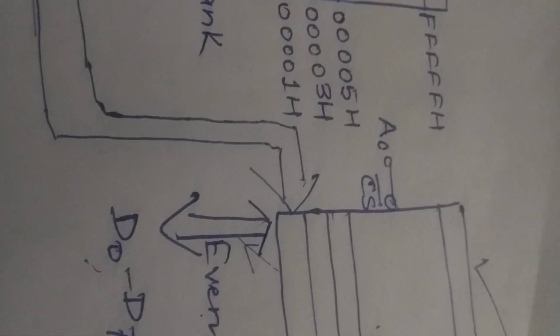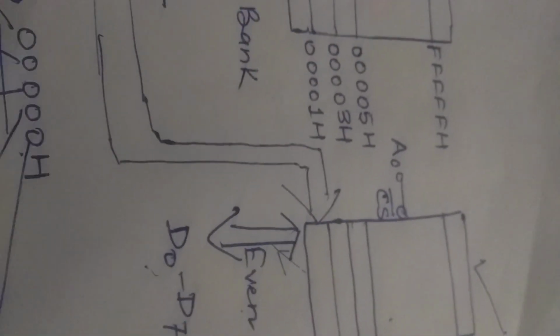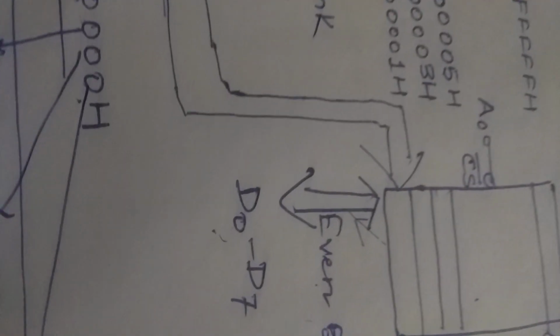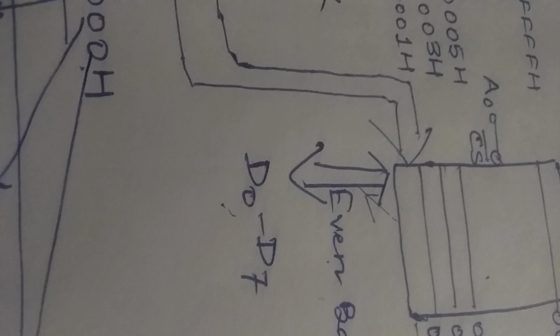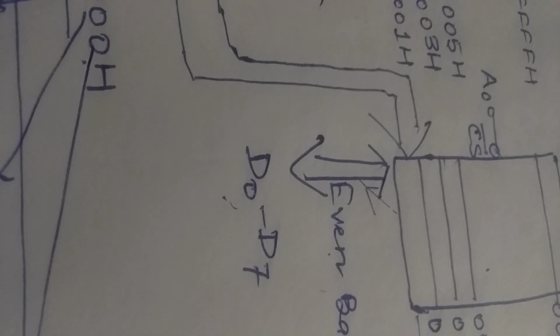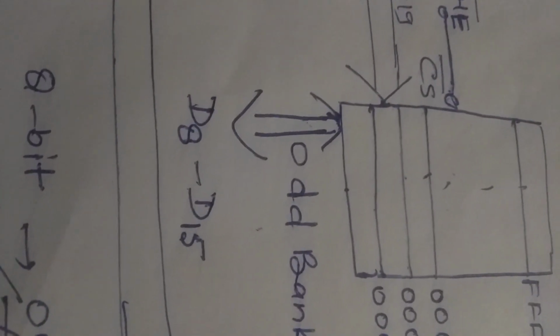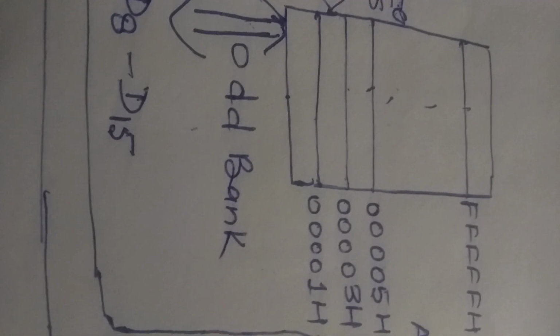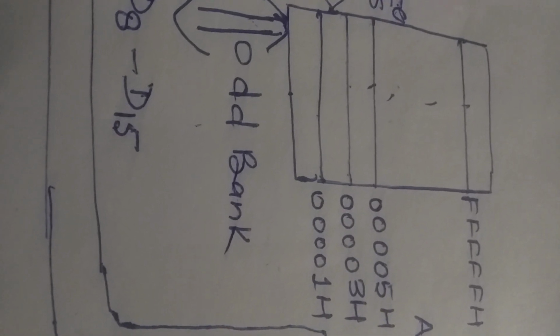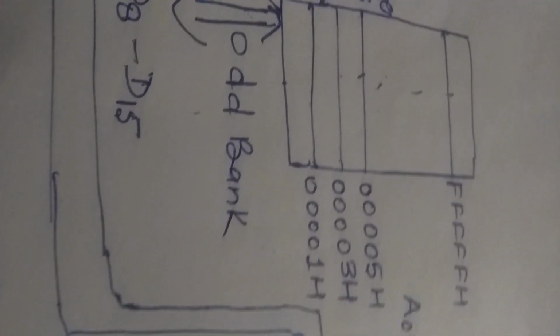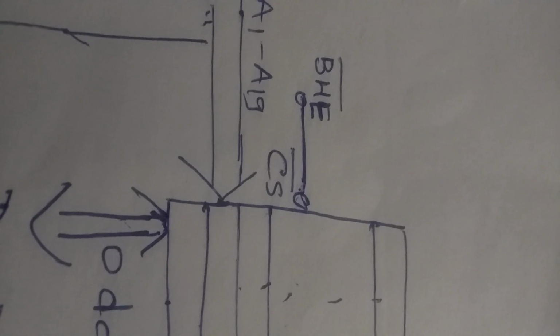These banks are connected to address buses, data buses and chip select signals. The data bus is divided into two parts: lower order 8 bits and higher order 8 bits. So the lower order 8 bits are connected to the even bank, and the higher order 8 bits are connected to the odd bank. Similarly, there are two chip select signals. Both the chip select signals are active low. For the even bank, the chip select signal is A0, and for the odd bank, the chip select signal is BHE bar.